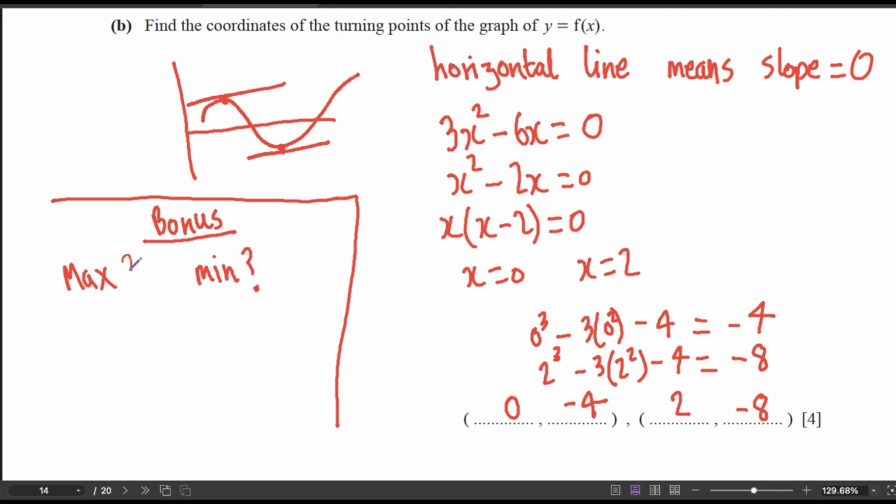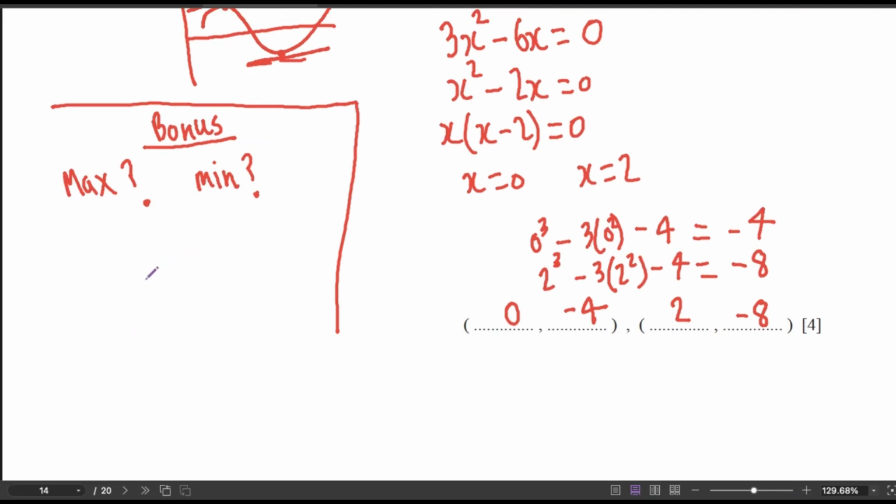Well, in this curve, it's pretty simple. You can see this is like a maximum point because it's pretty high up. This looks like a minimum point because it's at the bottom. But what if the curve was more complicated and we couldn't draw it? How would we know what the nature of the stationary point is?